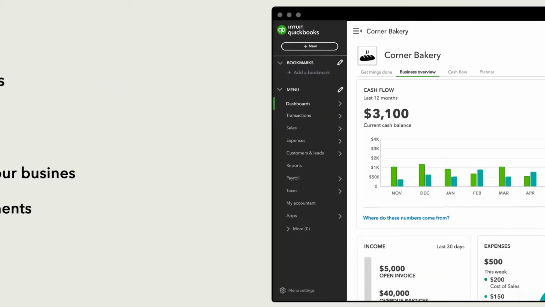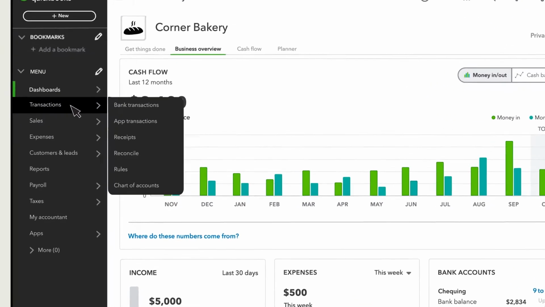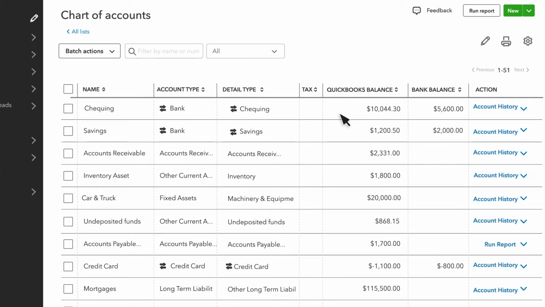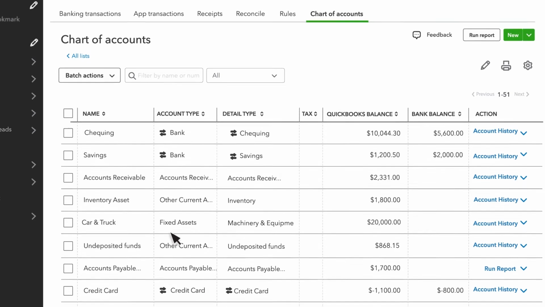To get to the chart of accounts, select Transactions and then Chart of Accounts. Every transaction you record in QuickBooks affects at least two of these accounts. Usually it's the bank or credit card account you spent or received money to, and then an account that describes the reason you spent this money. Let's look at an example.